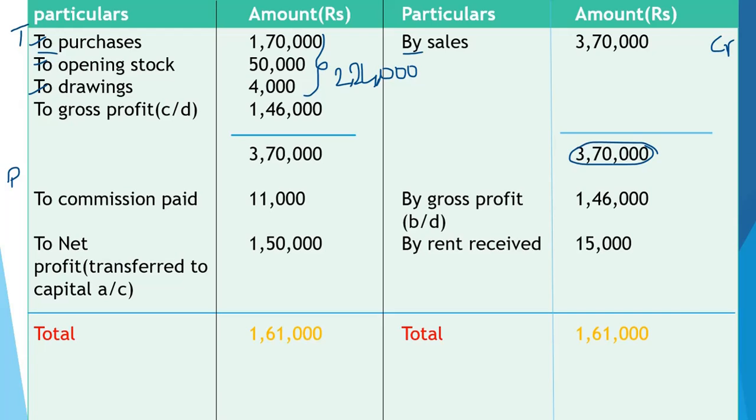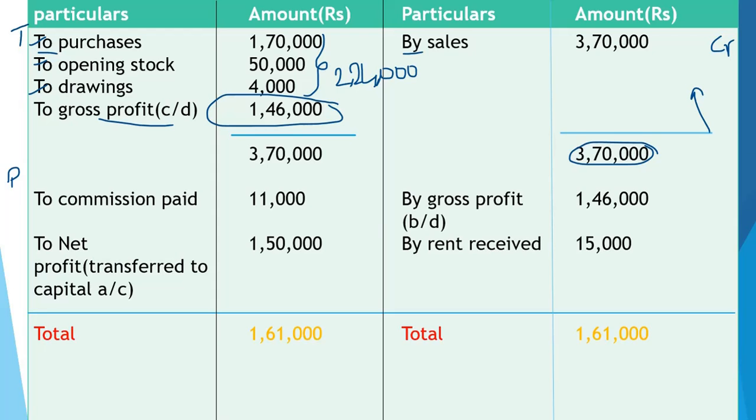Now here on the debit side we got 2,24,000. On the credit side we got 3,70,000. So which side is more? The credit side is more. So we are going to write that as gross profit. So it is a gross profit. Let us remove 2,24,000 from 3,70,000. We just got 1,46,000. So write it as gross profit. So the total amount now will be 3,70,000 on both sides. This is the trading account, guys.